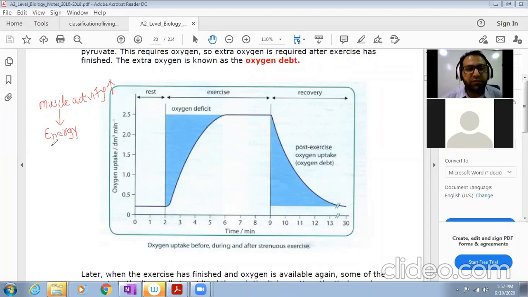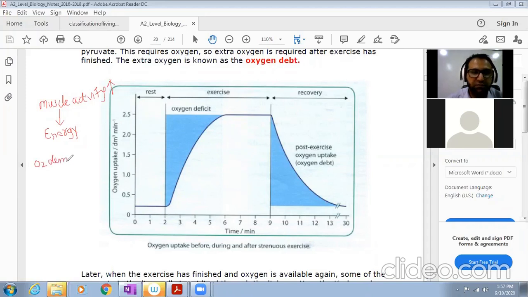My body needs more energy, so for that I need more oxygen for the breakdown of glucose molecules by the process of aerobic respiration. That's why my breathing rate will gradually start to increase so that I take more oxygen from outside. So initially, the oxygen demand for my body is more.